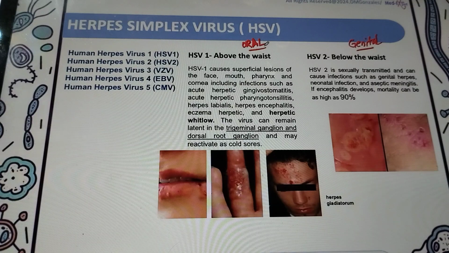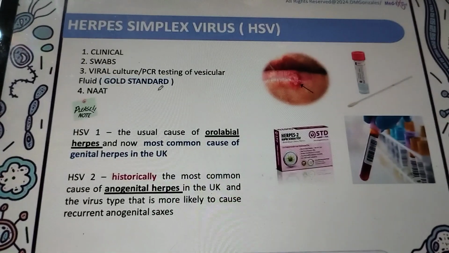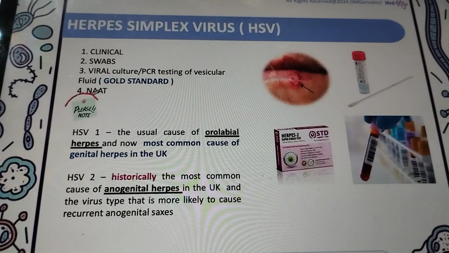Okay? So before, you see this diagram? For genital herpes, 30% of it was caused by HSV1 and 70% of it was caused by HSV2. So that means both HSV1 and HSV2 cause genital herpes, and this is the proportion. That was before. Okay, so please note this.